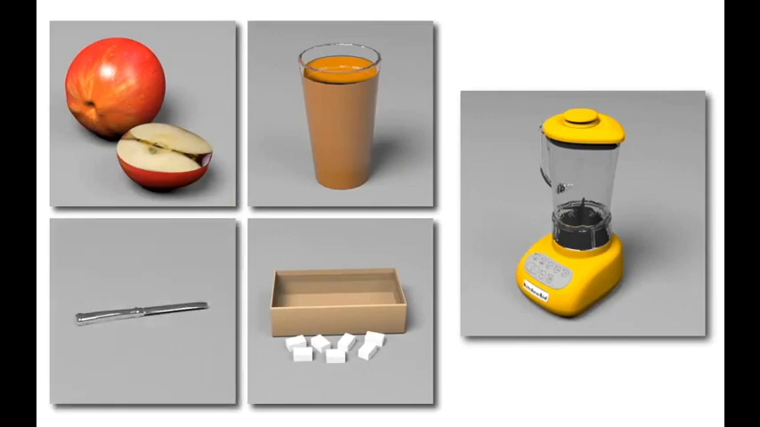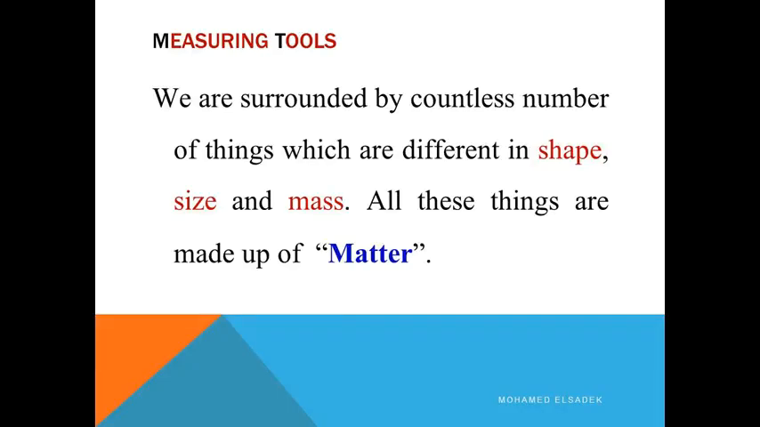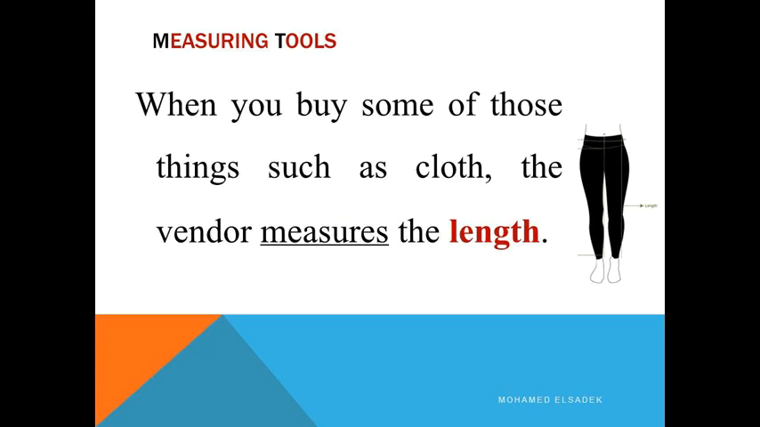All these things are made up of matter. كل الأشياء بقى اللي حوالين حضرتك دي اسمها matter مادة زي ما قلنا في البداية بالظبط. When you buy some of those things لما حضرتك تروح تشتري شيء من الأشياء اللي احنا عرضناها من شوية دي as clothes وليكن مثلا قماش، راح تشتري clothes يعني قماش. The vendor ودي أول كلمة مهمة معانا. مين هو الفندور ده؟ البائع.